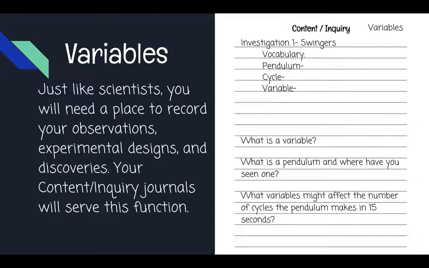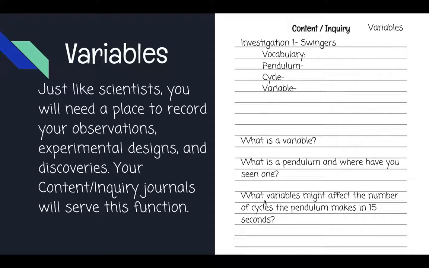Just like scientists, you'll need a place to record your observations, and your content inquiry journals serve this function. By now, you should have your content inquiry page set up to look like this. If you have not done so, you should go into the first video from the other day with the vocabulary words that you'd need. I have mine set up with the topic on the top, what investigation we're doing, what it's called, and then these are the 3 vocabulary words that were on your last video. If you have not done so, you'll need to watch video 1 again and get those vocabulary definitions.